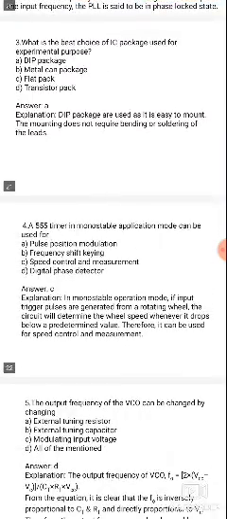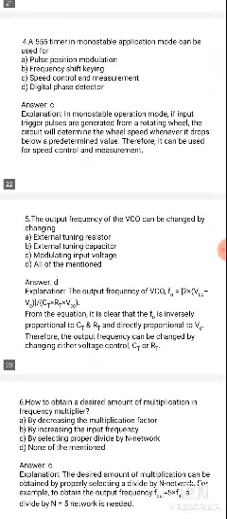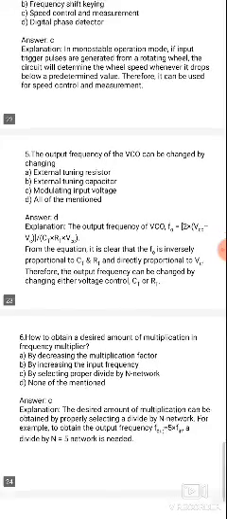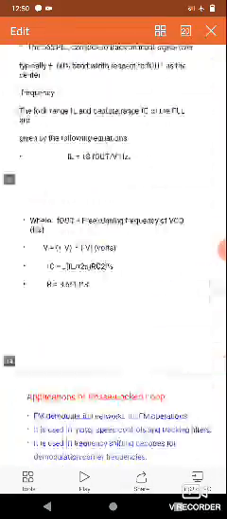Next, IC packages. Monostable multivibrator is used in speed control systems. VCO output depends on resistor, capacitor and applied voltage. Next, the desired multiplication factor can be obtained by selecting the divide by n network. So these are all quiz questions.